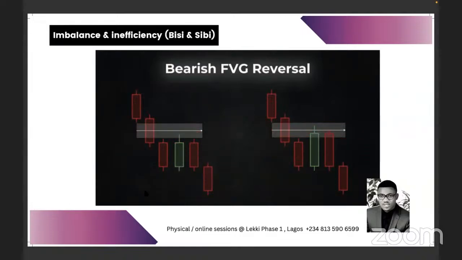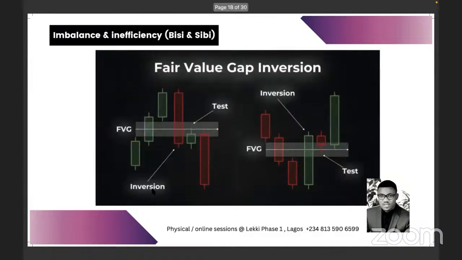The next point is fair value gap inversion. This is what I really want to talk about, but I had to show you the fair value gap normal expectation. This one is a fair value gap that has been nullified. So we say inverted fair value gap or fair value gap inversion.